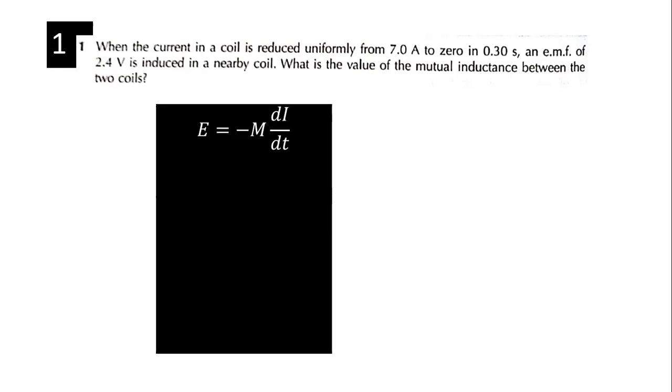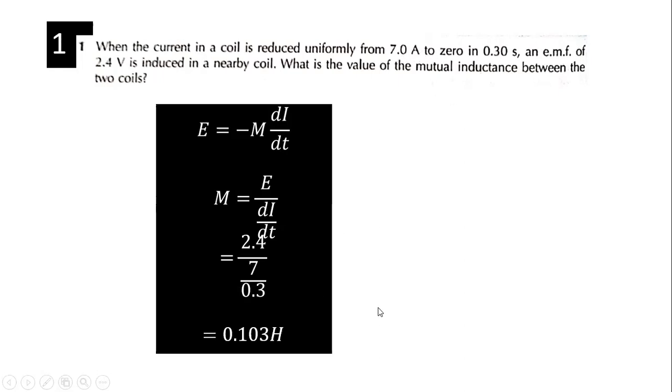M equals negative E over dI/dt. Then calculate. Don't bother about the negative sign because we want a positive answer. Take the dI/dt down and put in your value. Even if you put negative, don't worry. No need to make your final answer negative because it's a positive value. E is 2.4 and current is from 7 to 0, and then there is your time. Put it inside there, calculate it out. That's all. Continue to play with the formula.